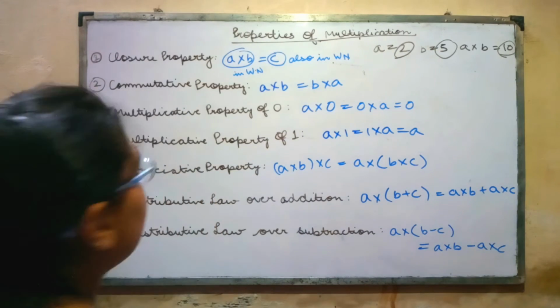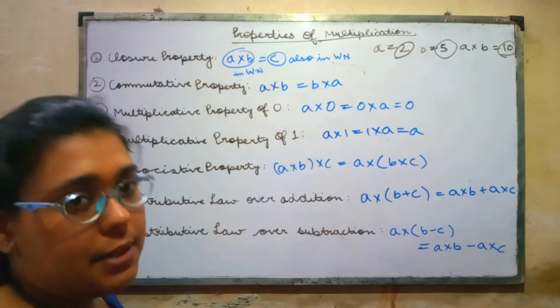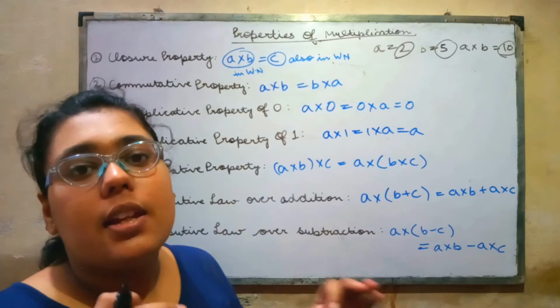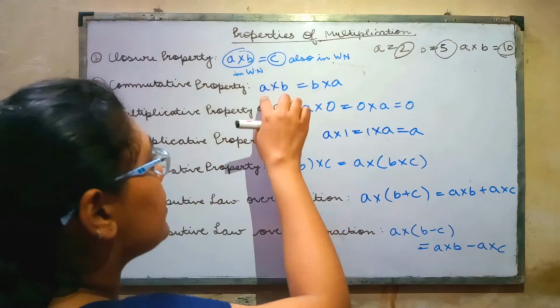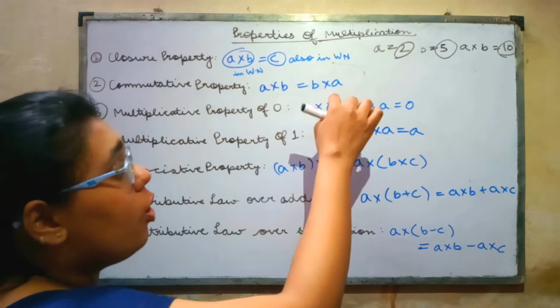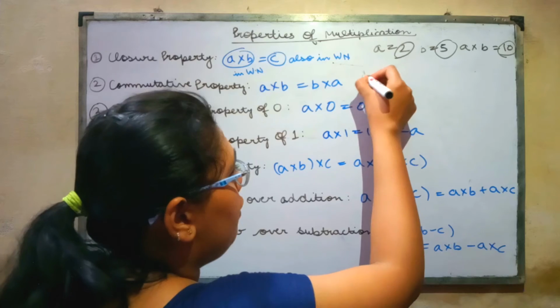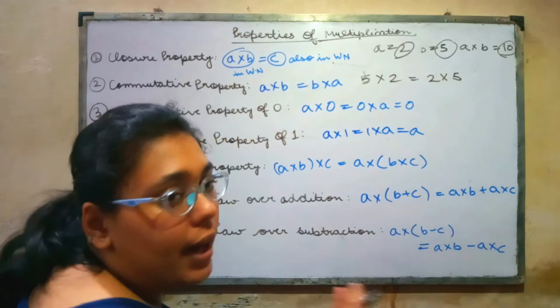Okay. The next property, that is the commutative property. Again, very similar to addition. The order of the numbers in which they are being multiplied does not matter. You can see A into B will always be equal to B into A. That means 5 into 2 will always be equal to 2 into 5.